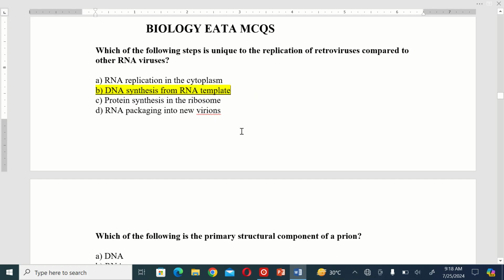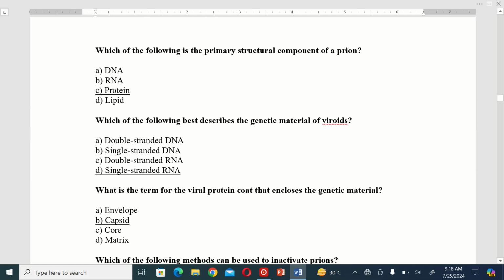The next MCQ is: which of the following is the primary structural component of a virion? A. DNA. B. RNA. C. Protein. D. Lipid. So the correct option is C.